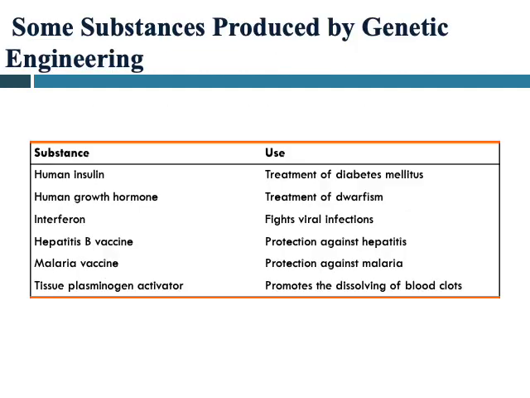This recombinant DNA technology is normally used to produce important medicines like human insulin, human growth hormone, and malaria vaccine, right? These have different uses: protection against malaria, human growth hormone for treatment of dwarfism, and human insulin for treatment of diabetes. All these substances are made possible through genetic engineering, or recombinant DNA technology.